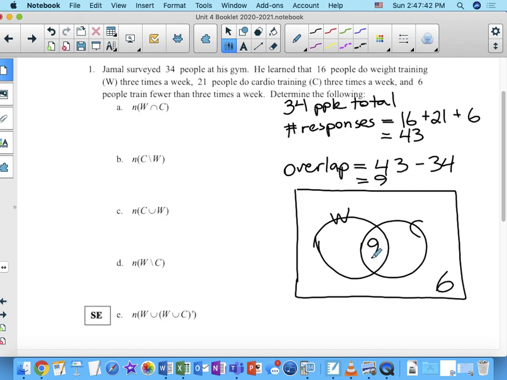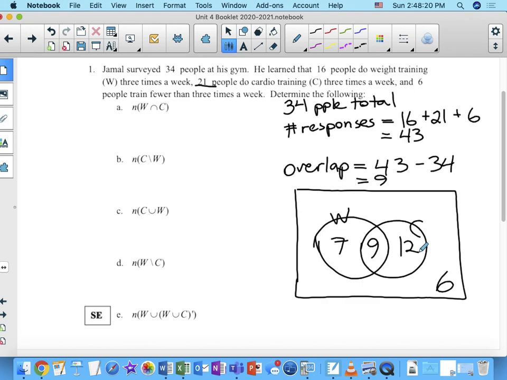Okay, and then we can figure out how many people only weight train by knowing that the total of the bubble has to be 16, right? And we've already got 9 people in there. So 9 plus what is 16? The missing number of people is 7. 9 plus 7 is 16. And then similarly, for the only cardio people, we need 21 people in their total because 21 people do cardio, right? So 9 plus 12 is 21, or you could just go 21 minus 9 is 12. That's the number of people who have to go in the only cardio bubble. Okay? Now we can start to answer some of these questions.